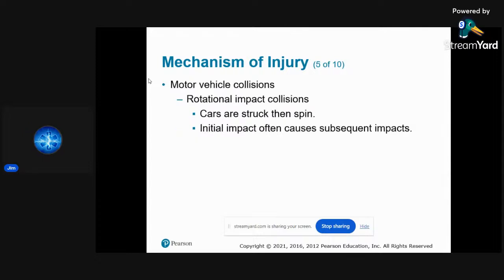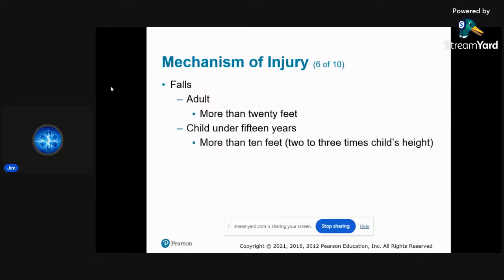Just remember, and I know the book says it, if you read your book, there are three impacts in a collision. First, when your vehicle hits the object that it hits. That's the first collision. The second collision is when your body strikes or collides with the car, for example, chest hitting the steering wheel. And the third collision is when the internal organs slam into the frame of your body, like your heart and lungs hitting your chest wall. So there are three impacts in every collision.